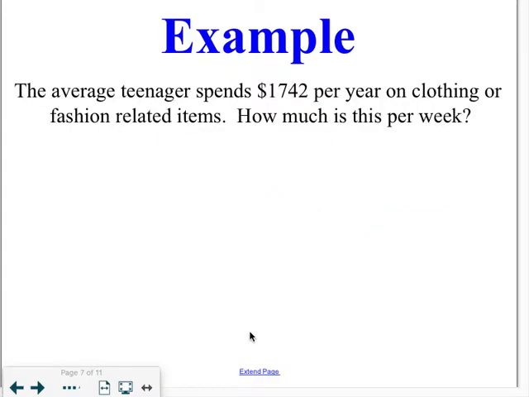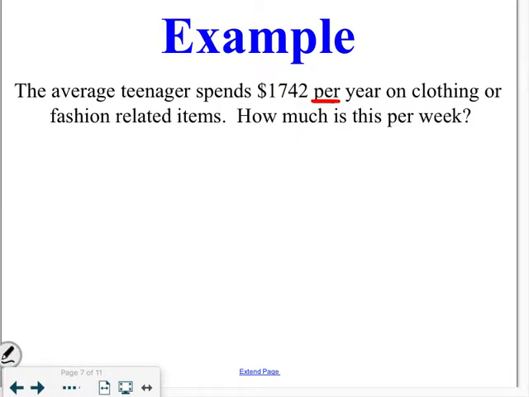Next thing we're looking at, the average teenager spends $1,742 per year on clothing or fashion-related items. How much is this per week? So, if you remember back to that first slide, I said that the word per is going to come into play when we are setting up those railroad tracks.